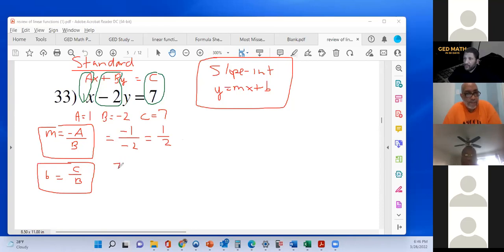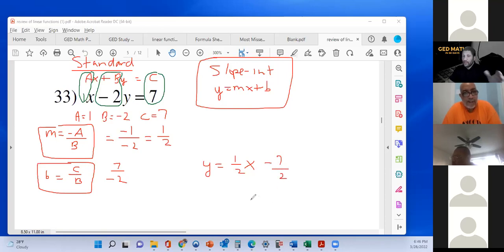7. C over B. What's B? Over negative 2. Negative 2, so we can't reduce that anymore. So your equation of the line, again, if you want it in slope-intercept form, would be what? Y equals 1/2 X plus B, plus 7 over negative 2.